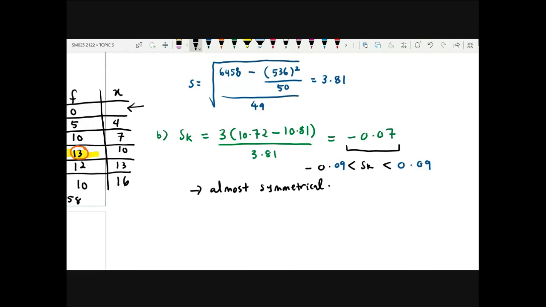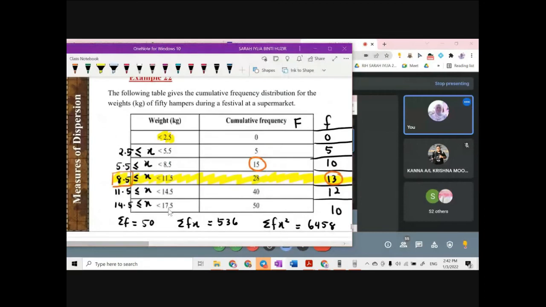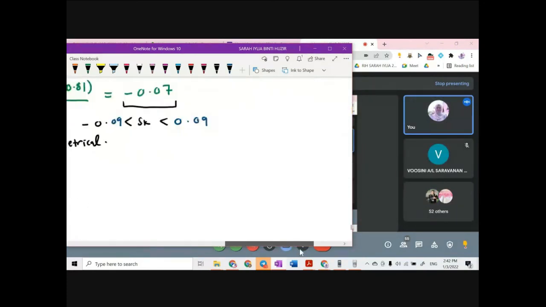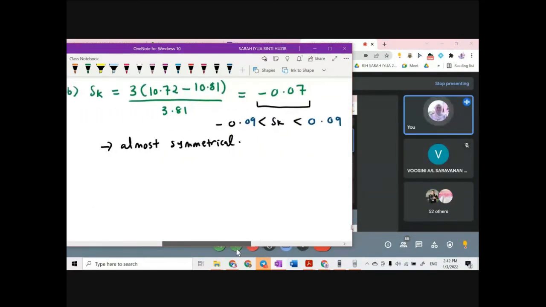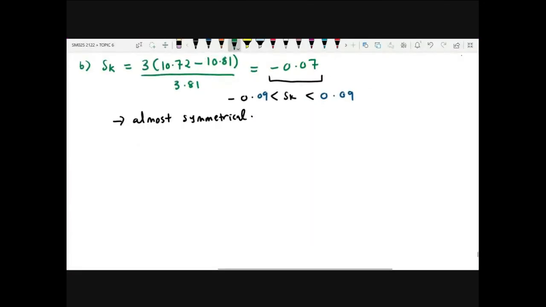C tadi apa yang soalan dia? Sekejap, lupa dah. C, state with a reason whether mean or median is a better measure of location. Okay. Siapa lagi bagus sekarang ni? If it's almost symmetrical. Okay. Kalau almost symmetrical, kita kena tengok kepada rujukan untuk symmetrical. So, rujukan untuk symmetrical kita akan guna. Sekejap saya tulis. For symmetrical distribution, kita akan cakap mean yang lagi bagus.